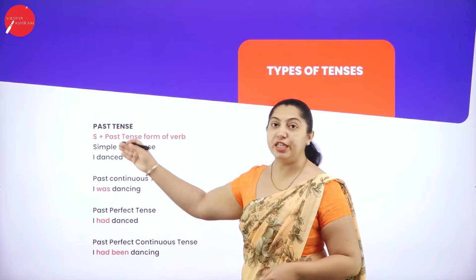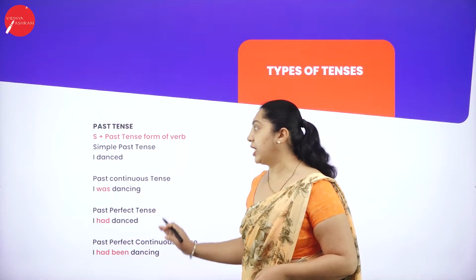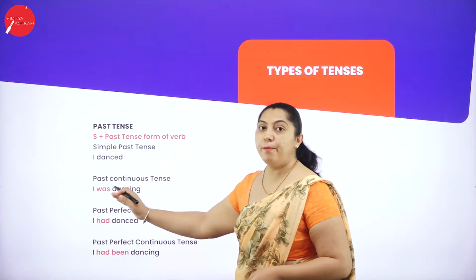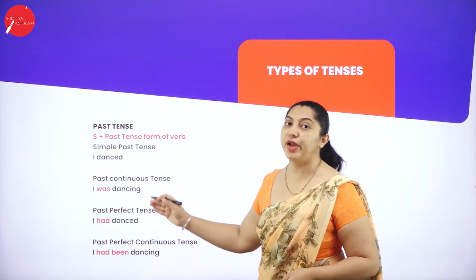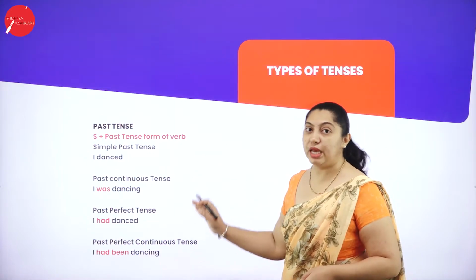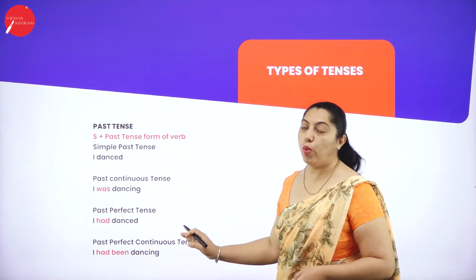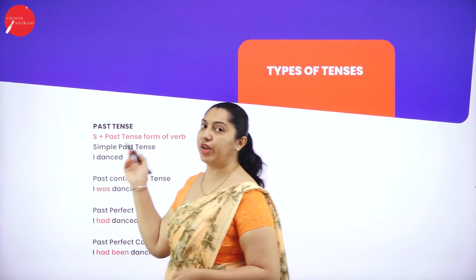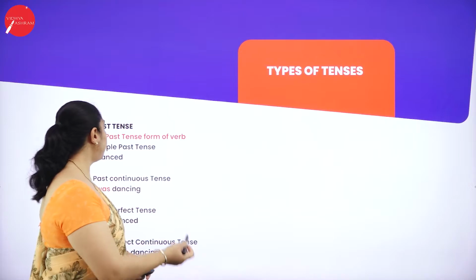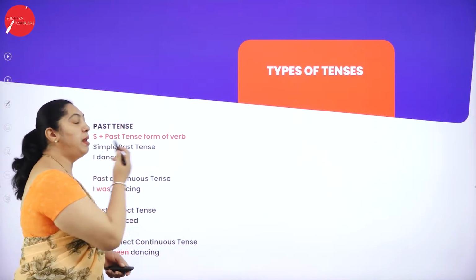Each tense is subdivided into 4 tenses. Firstly, I'll be taking the past tense. Past tense is subdivided into 4 tenses, that is simple past, past continuous, past perfect and past perfect continuous. These are the 4 subdivisions of the past tense. Now let's see one by one. Under the past tense, first is simple past tense.